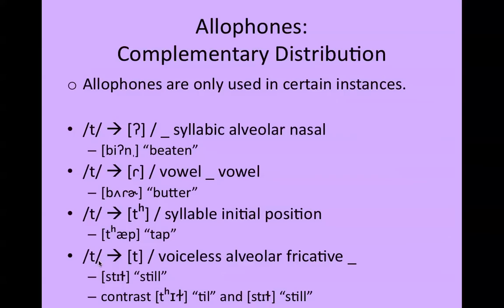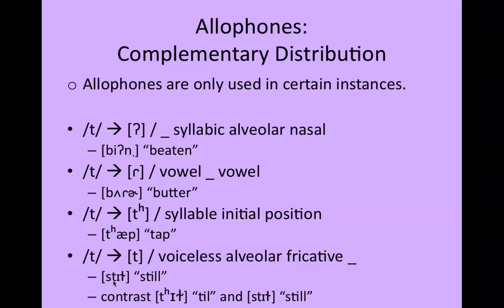However, the last one, this t sound is realized as an unaspirated voiceless alveolar stop when it follows a voiceless alveolar fricative. Here's an example. An s is considered a voiceless alveolar fricative, and when the t follows that sound, it is unaspirated. If you do that test that I mentioned before, put your hand in front of your mouth and say still, you won't feel the flow of air after the t sound. That's how you know it's unaspirated.